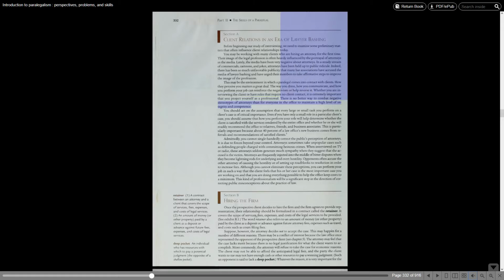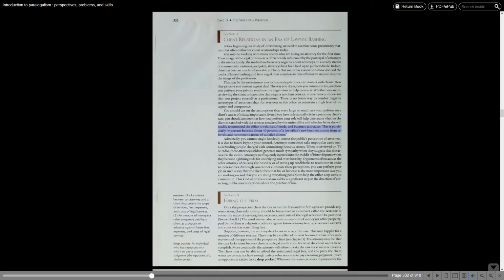There is no better way to combat negative stereotypes of attorneys than for everyone in the office to maintain a high level of integrity and competence. You should act on the assumption that every large or small task you perform on a client's case is of critical importance. Even if you have only a small role in a particular client's case, you should assume that how you perform your role will help determine whether the client is satisfied with the services rendered by the entire office, and whether he or she will readily recommend the office to relatives, friends, and business associates.